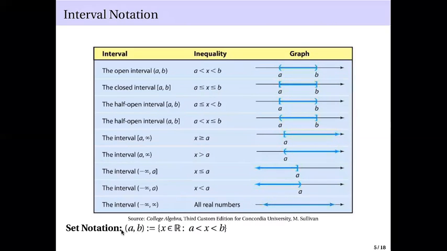Here, for set notation, we have the open interval (a, b). This is an interval as a set. We can rewrite it as the set of all x in the real numbers such that x is greater than a and less than b. So we have the interval notation, the inequality notation, and here we have the set notation.